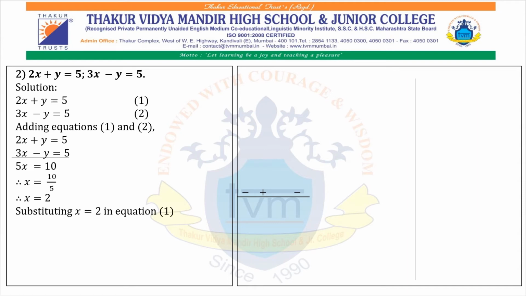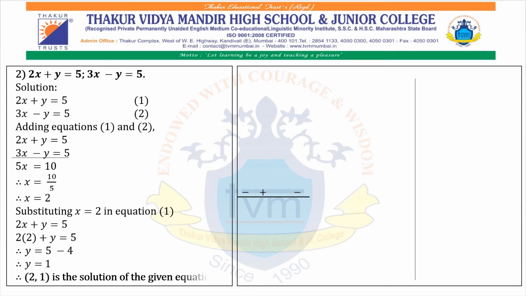Now substituting x is equal to 2 in equation 1, we will get 2 into 2 plus y is equal to 5. That is 4 plus y is equal to 5. Therefore y is equal to 5 minus 4. So y is equal to 1. Therefore (2, 1) is the solution of the given equations.